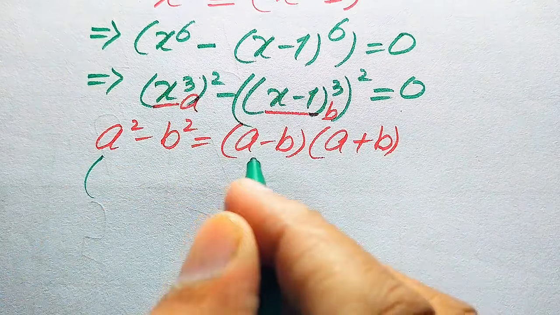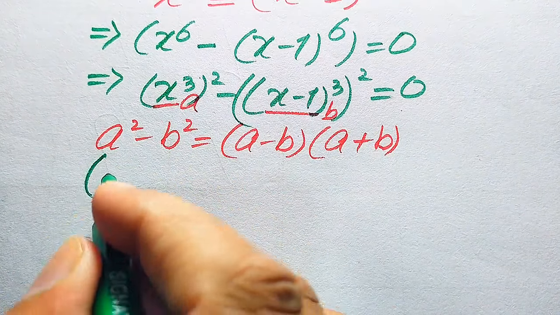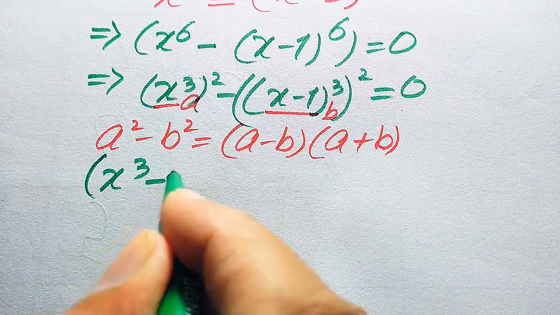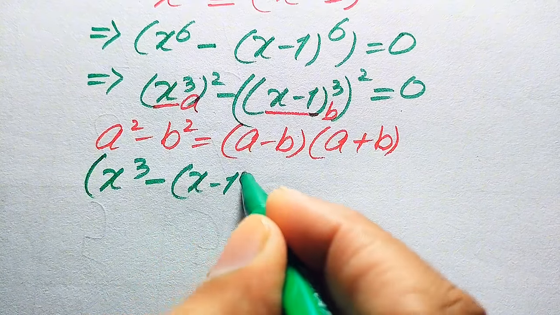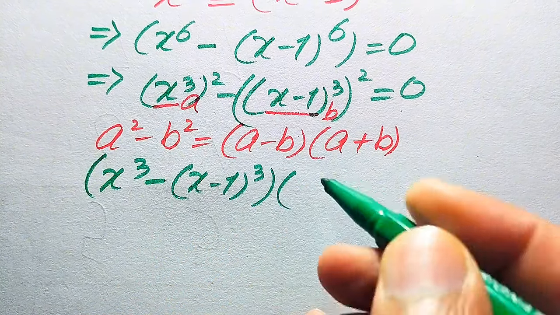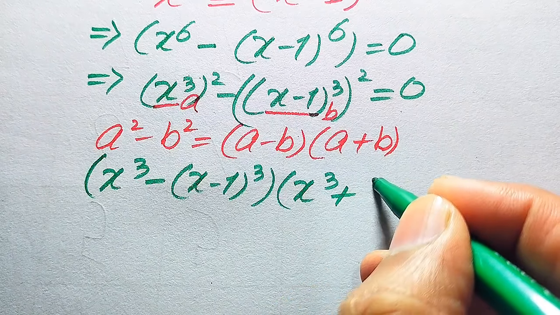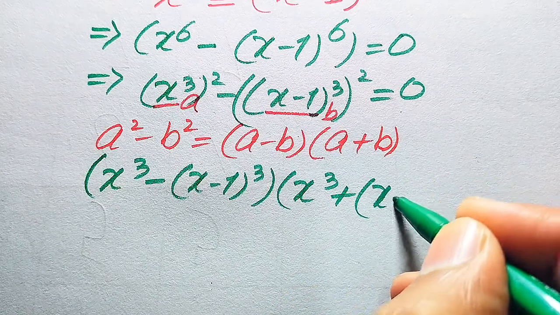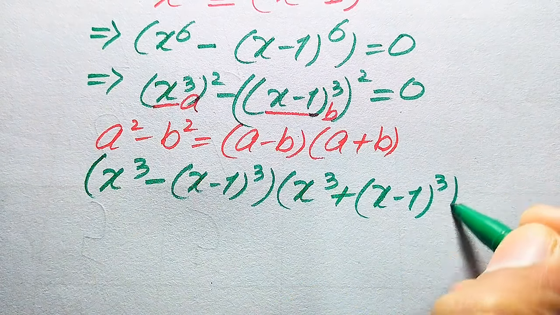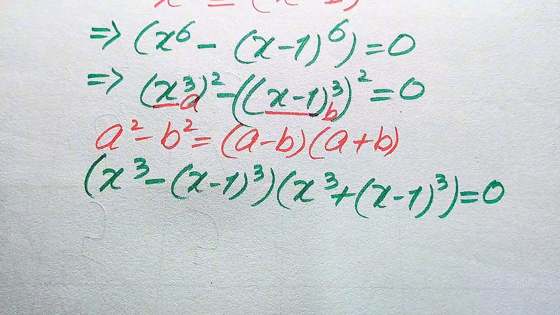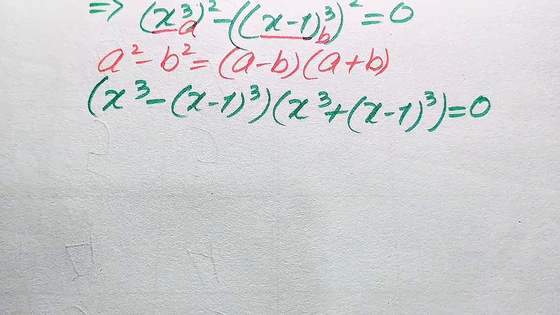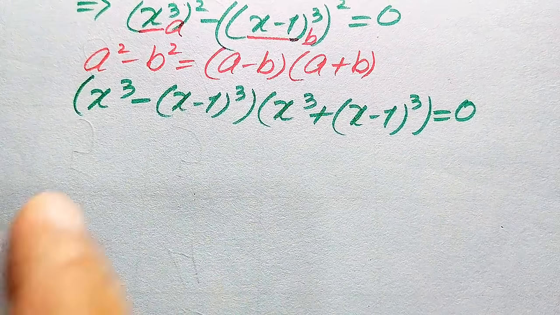So we have a minus b, where the value of a is x cubed and b is (x minus 1) cubed, times a plus b. Again our a is x cubed plus b is (x minus 1) cubed, and this whole equation is equal to 0. And here we divide this equation into two cases.